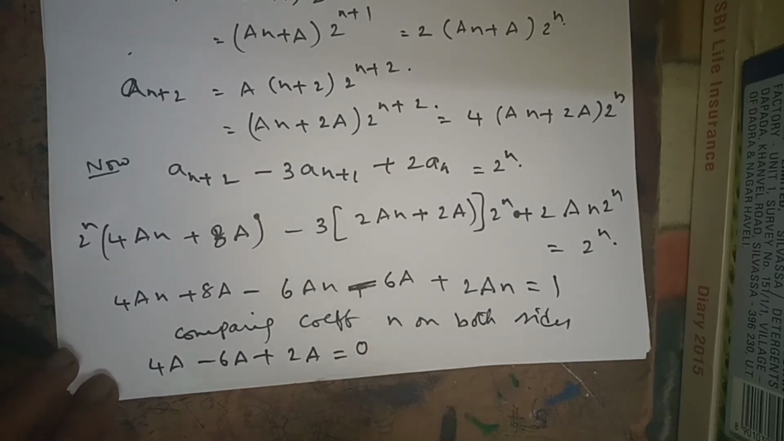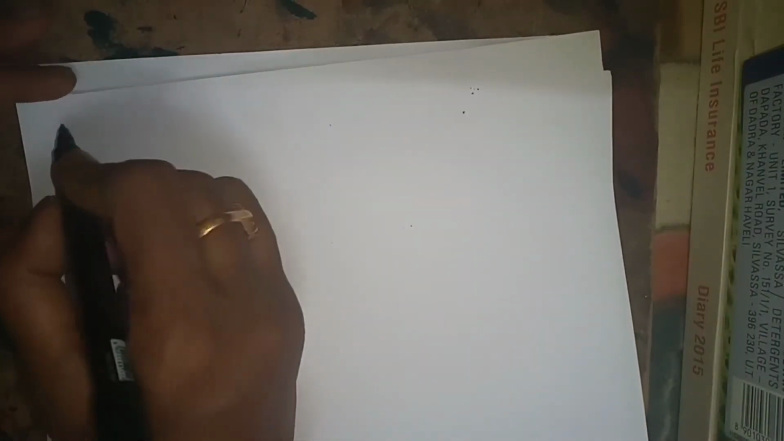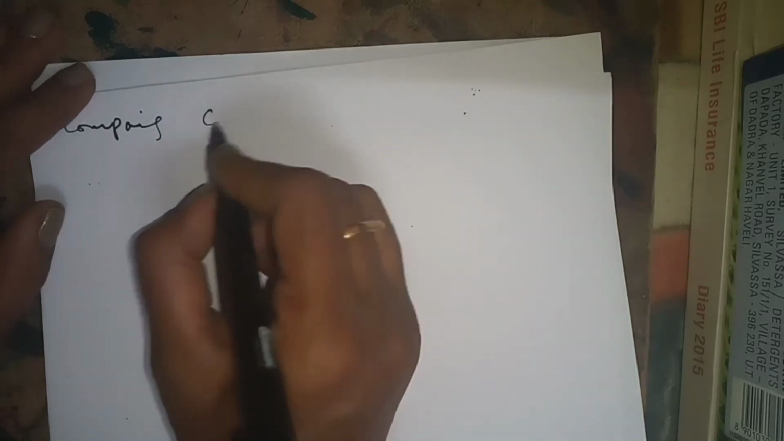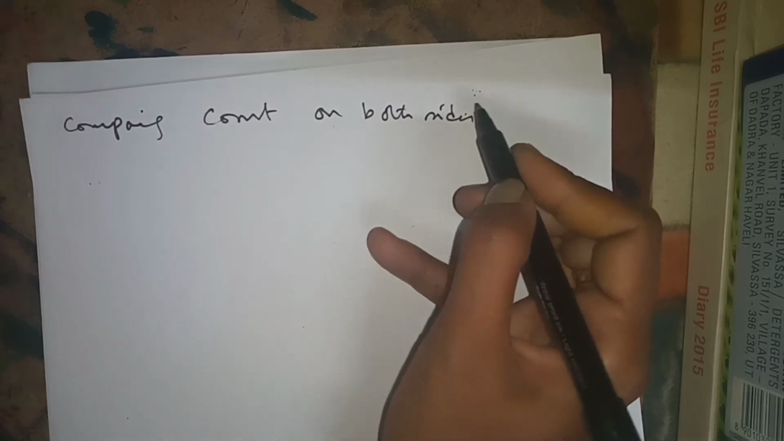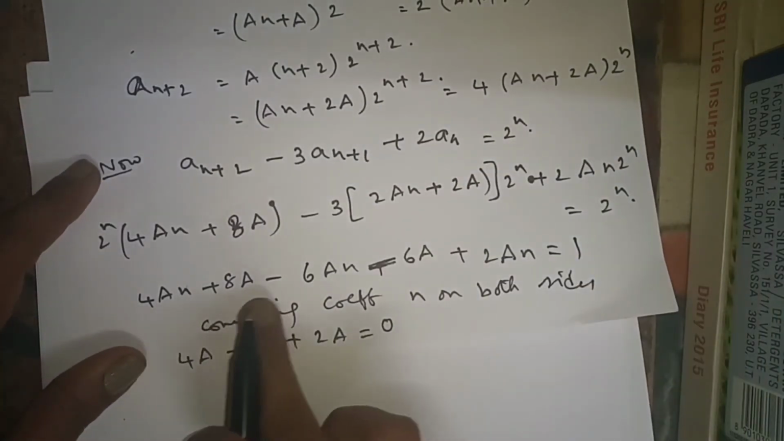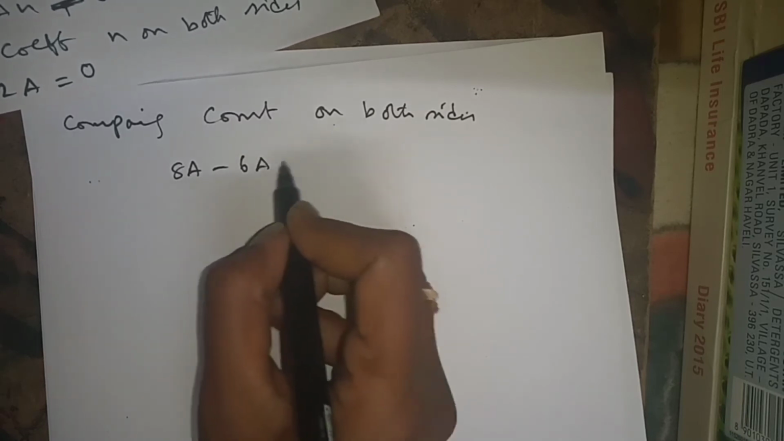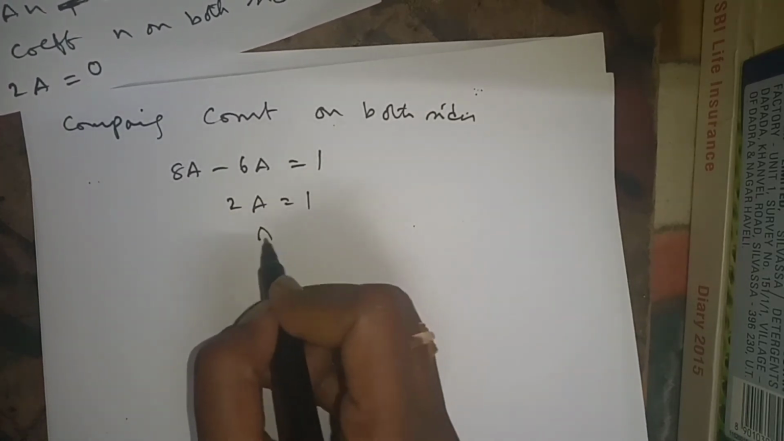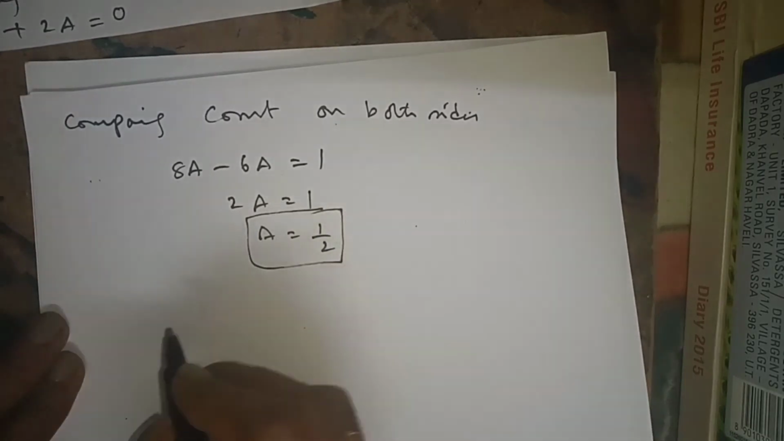How much will you get? a is equal to 0. In the next step, comparing constant terms. Comparing constants on both sides, 8a minus 6a is equal to 1. 2a is equal to 1, a is equal to 1 by 2. We have got a is equal to 1 by 2.